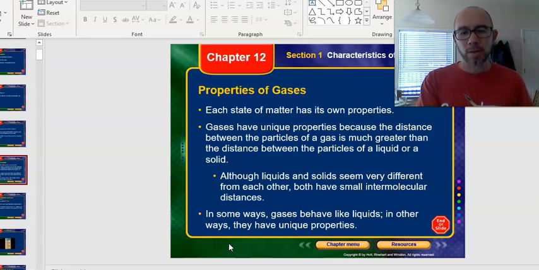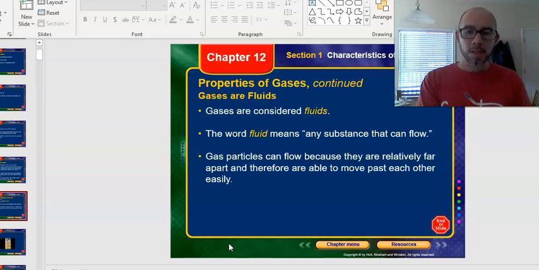Both have smaller molecular forces, liquids and solids do, but in many ways, gases are kind of like liquids because they flow, and they do take the shape of their container, and they fill their container totally, and they're very compressible. Liquids are slightly compressible, but they flow, and they're able to move around, so they have much more similarities with liquids than they do with gases. So gases flow. They're fluids.